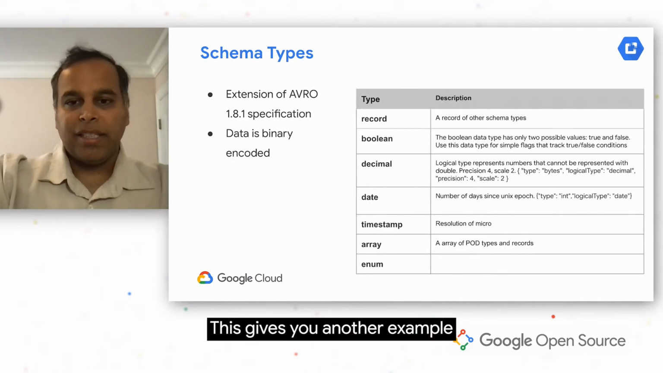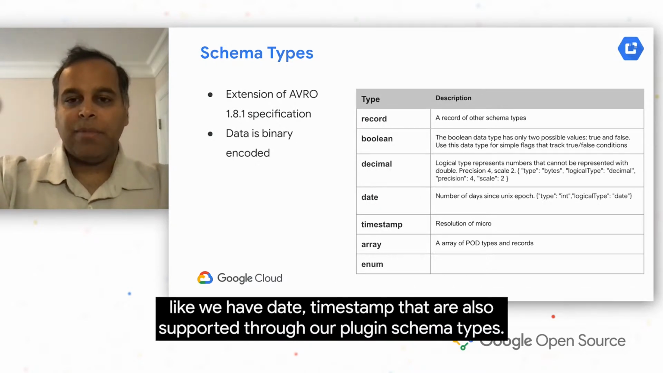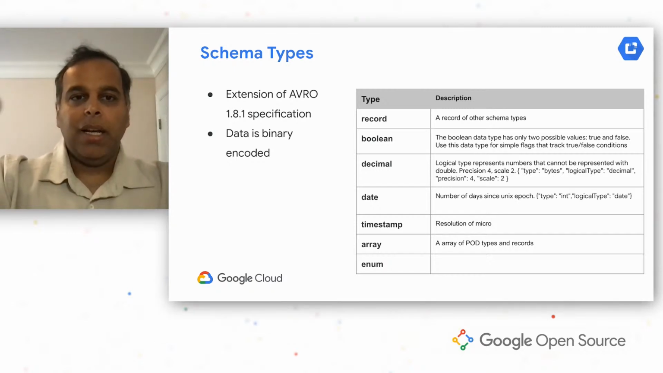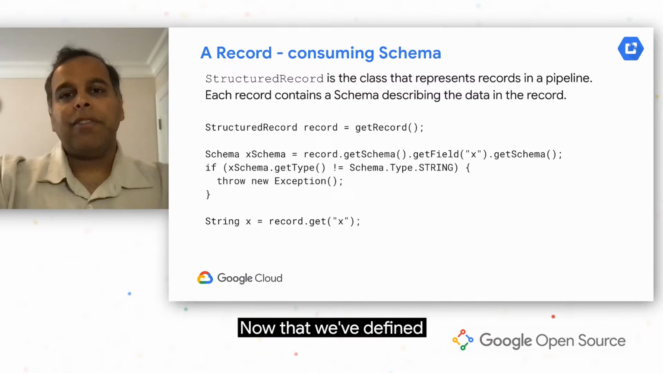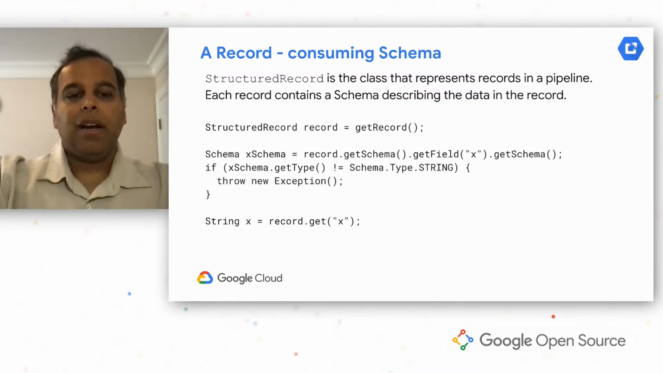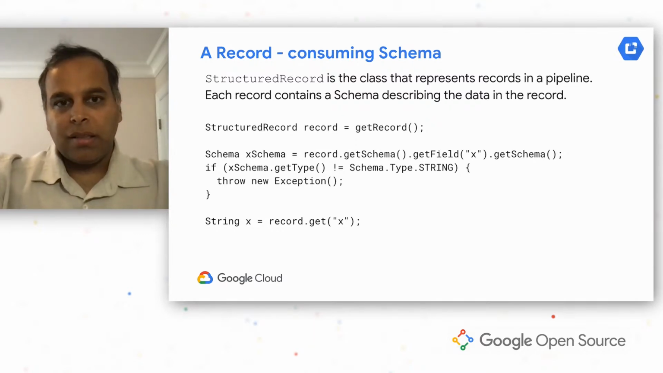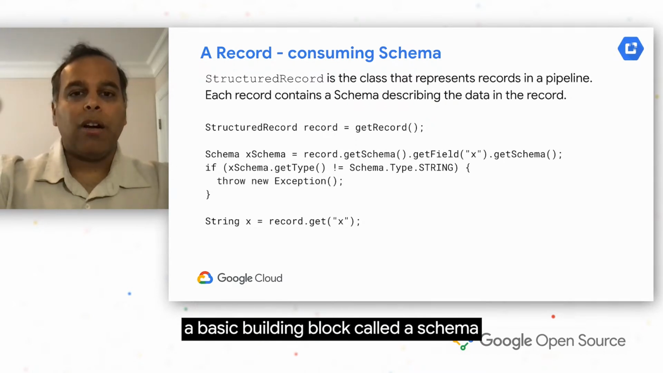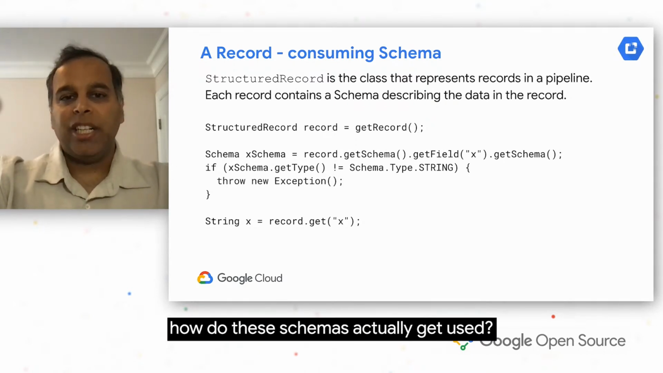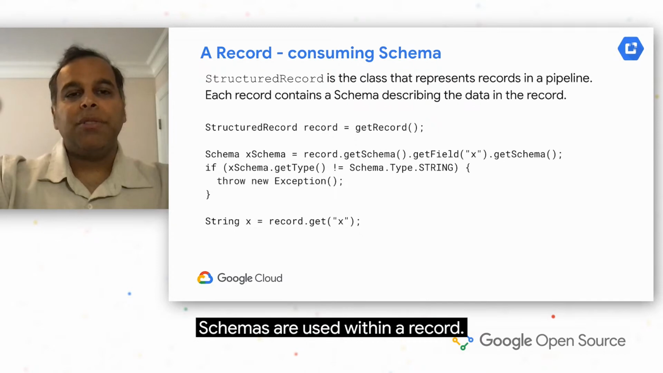This gives you another example, like we have date and timestamp that are also supported through our plugin schema types. Next is a record. Now that we have defined a basic building block called schema, how do these schemas actually get used? The schemas are used within a record.